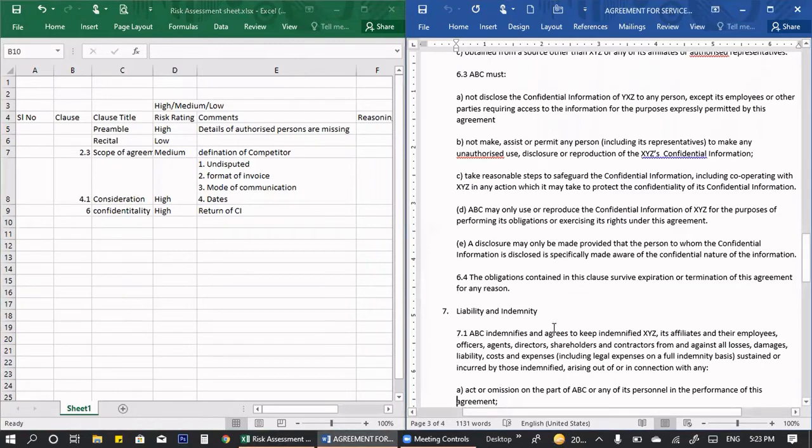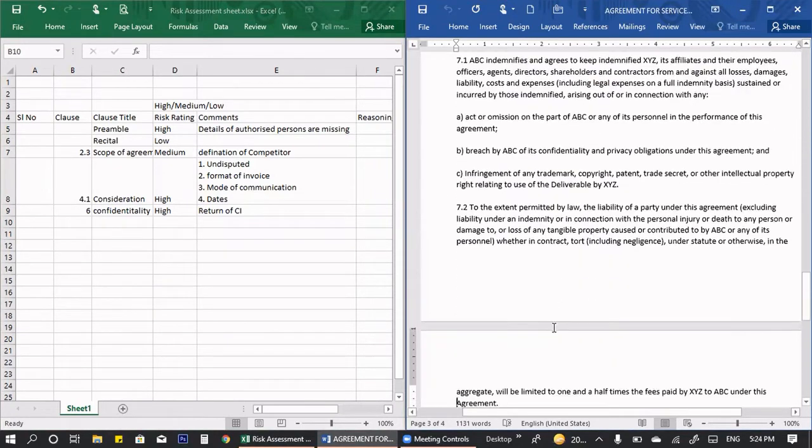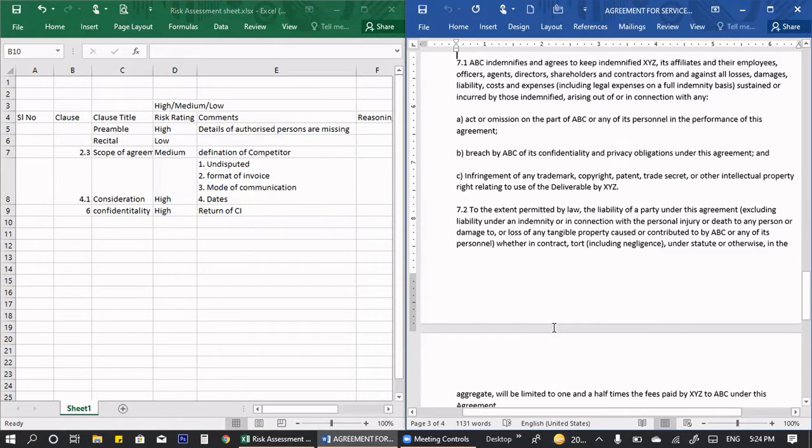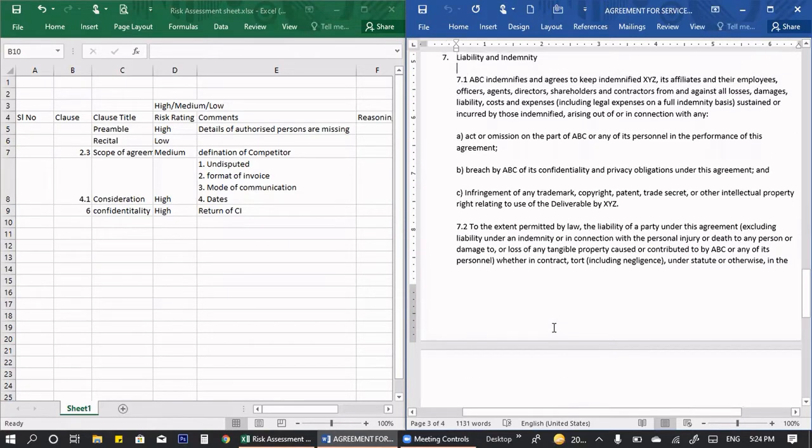Now we have the 7th one, liability and indemnity. Okay, ABC indemnifies and agrees to keep indemnified XYZ, its affiliates and their employees, officers, agents, directors, shareholders. Okay, everybody is covered. I am omitting certain parts here because I have gone through it already. But when you do it, do not omit any line. Read between the lines. Every single line is very important.